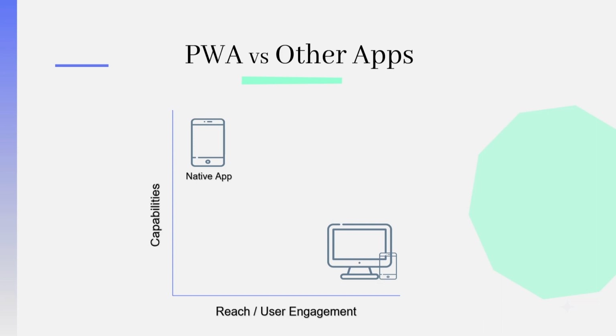On the one side, the capabilities provided by the native app are higher than those of applications used on the website or in the browser. Native applications have more capabilities than web applications, which are browser applications. Whereas a PWA utilizes both the functionalities and the capabilities, and the user reach and engagement that is higher in the web app.